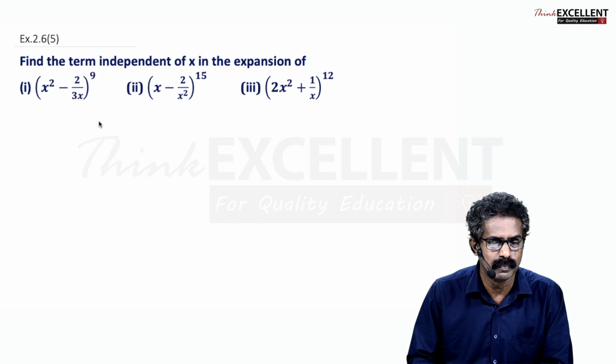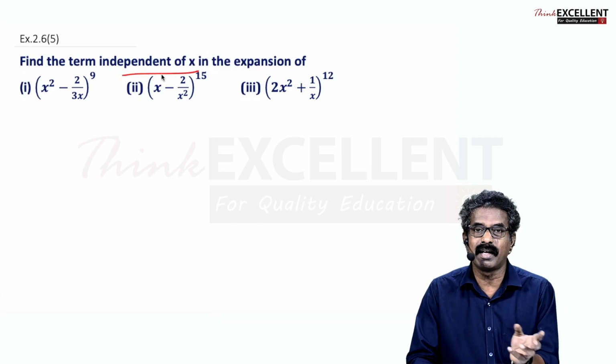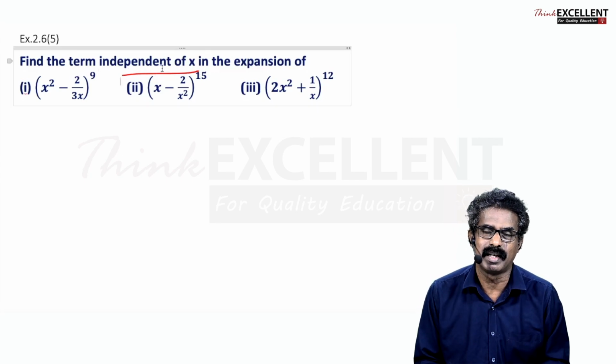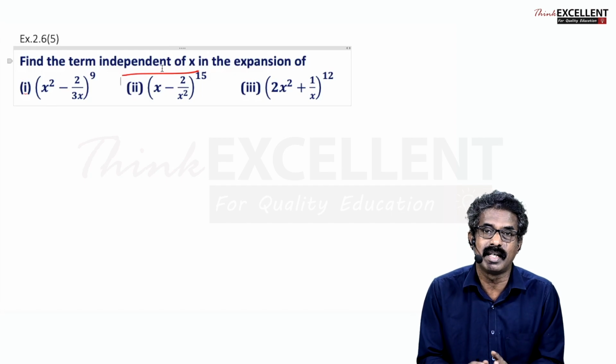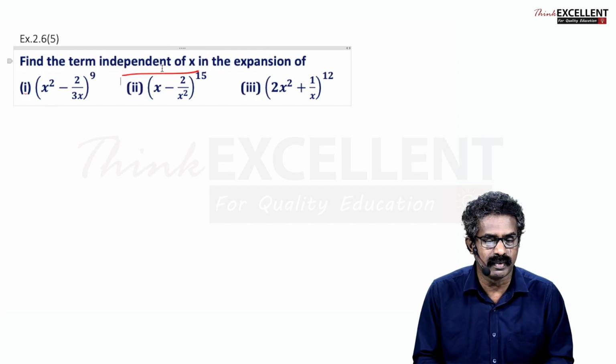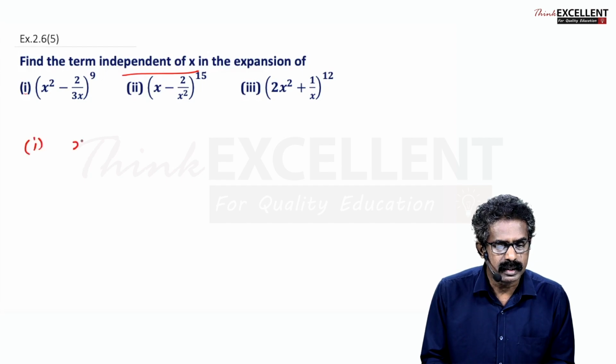Look, another question. Find the term independent of x. Independent of x means it is the same as what? The constant term. Like the previous question, instead of 10 you put 0, that's all. Because for the constant term or the term independent of x, this is the method. So let us take the first one: x square minus 2 by 3x, the whole power 9. Compare with the standard form.